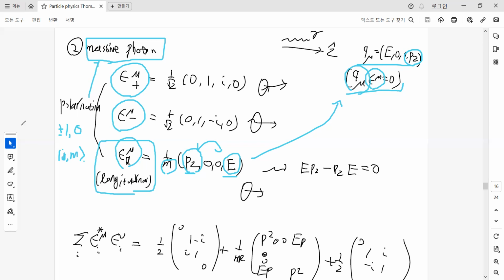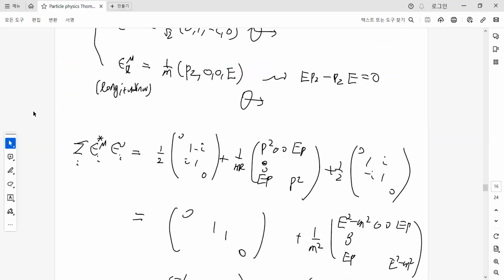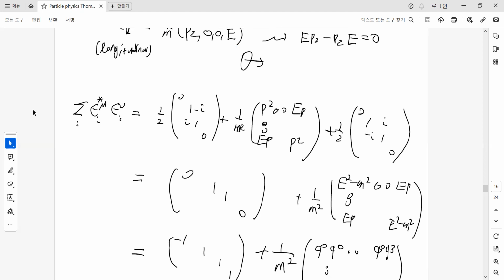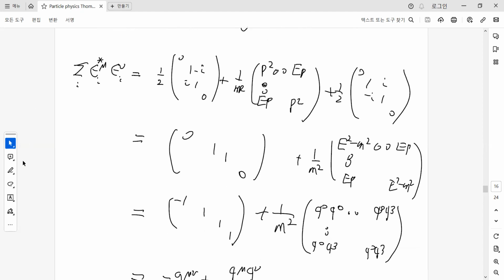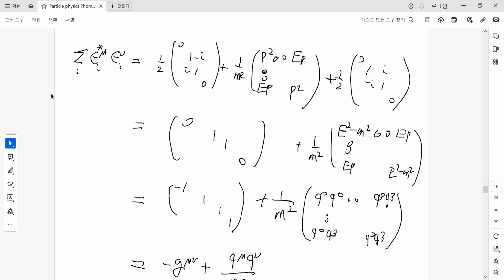So if we calculate the completeness relation of the spin or polarization states of the photon, we take the outer products of the polarization states and sum over all polarizations: the right-handed and left-handed circular polarization states and the longitudinal polarization state. And then if we rearrange each term, with all the energy and momentum mass terms in the second term, we can derive the completeness relation.